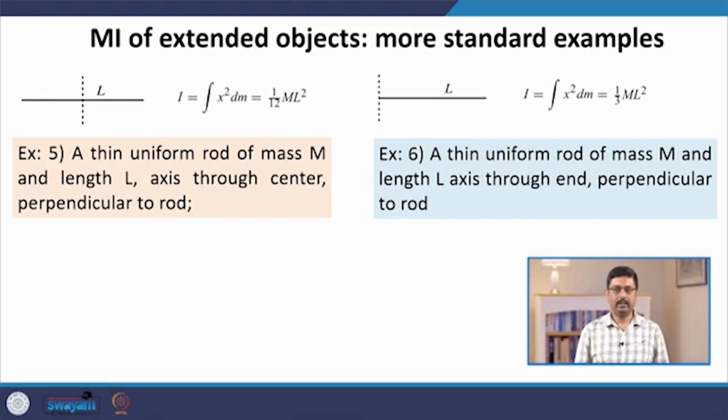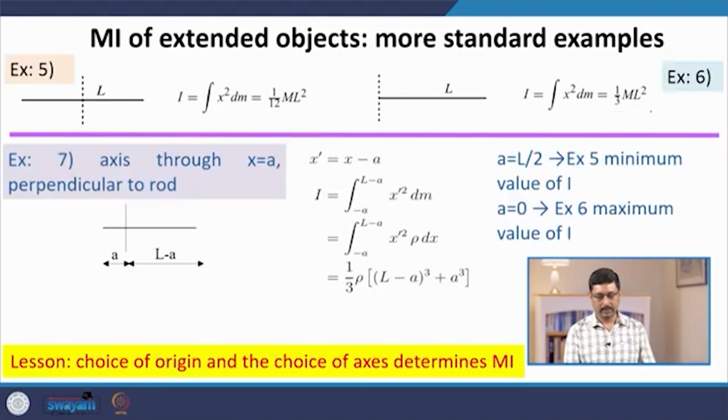Now let us take some more standard examples of moment of inertia of extended objects. Again, this we have just discussed, that if you take a thin uniform rod of mass M and length L, and the axis is through the center, which is the center of mass by symmetry, and perpendicular to the rod, then the moment of inertia is 1 by 12 M L square, and if you put it at one end, then it is going to be 1 by 3 M L square. Let us generalize these results.